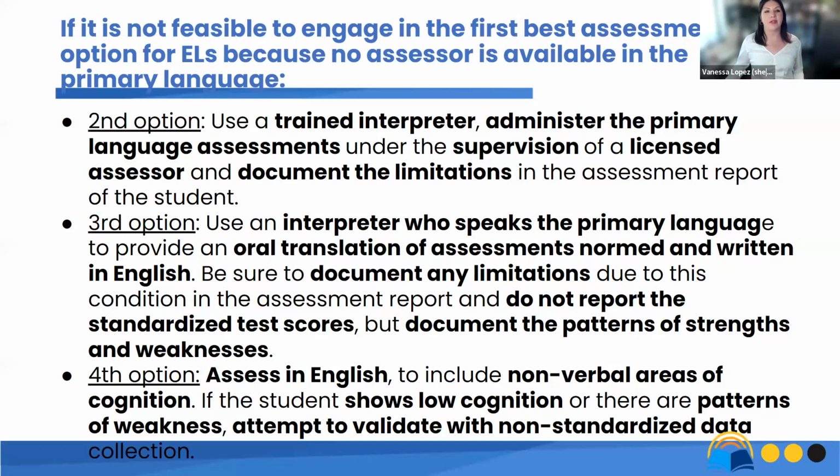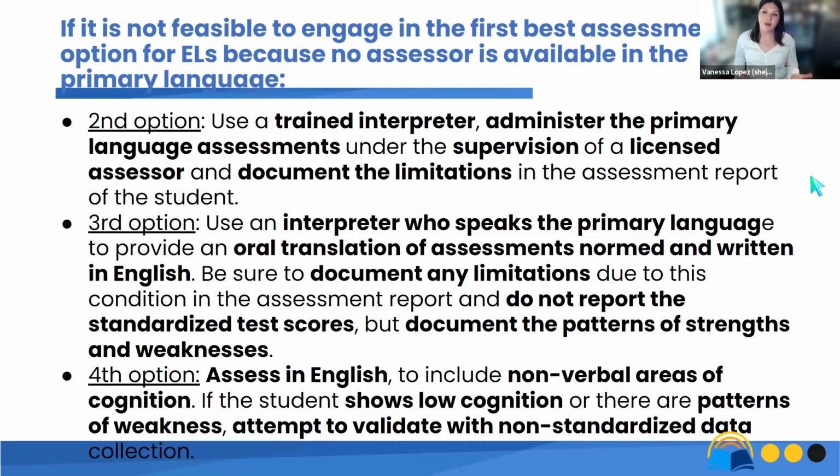The second option here is to use a trained interpreter and administer the primary language assessment under the supervision of a licensed assessor and document the limitations. Second option, if that first best option isn't available. Another option, the third option, might be to use an interpreter who speaks the primary language to provide an oral translation of the assessments that are normed and written in English. However, in this third option, we also want to document any limitations and make sure that we do not report the standardized test scores, but rather document the patterns of strengths and weakness.